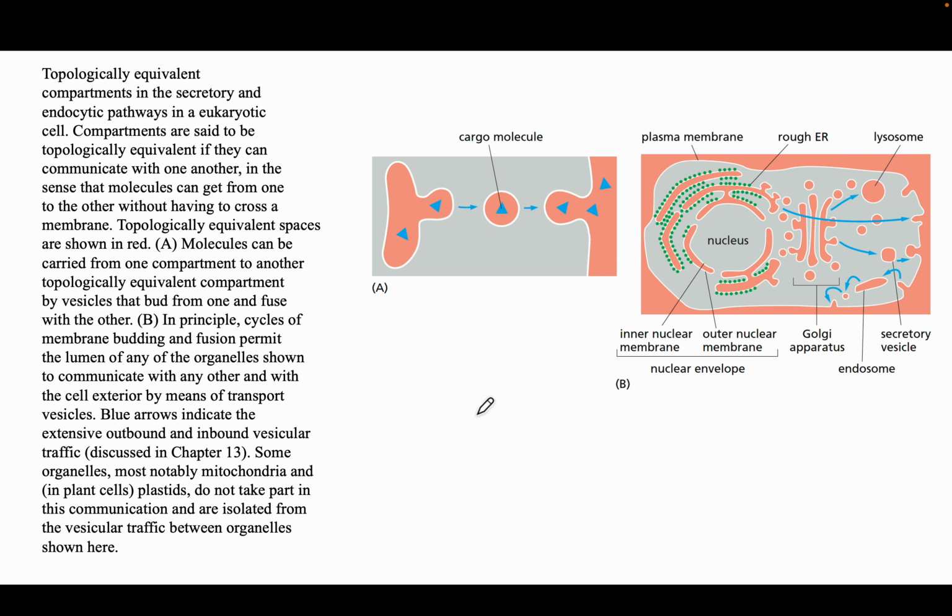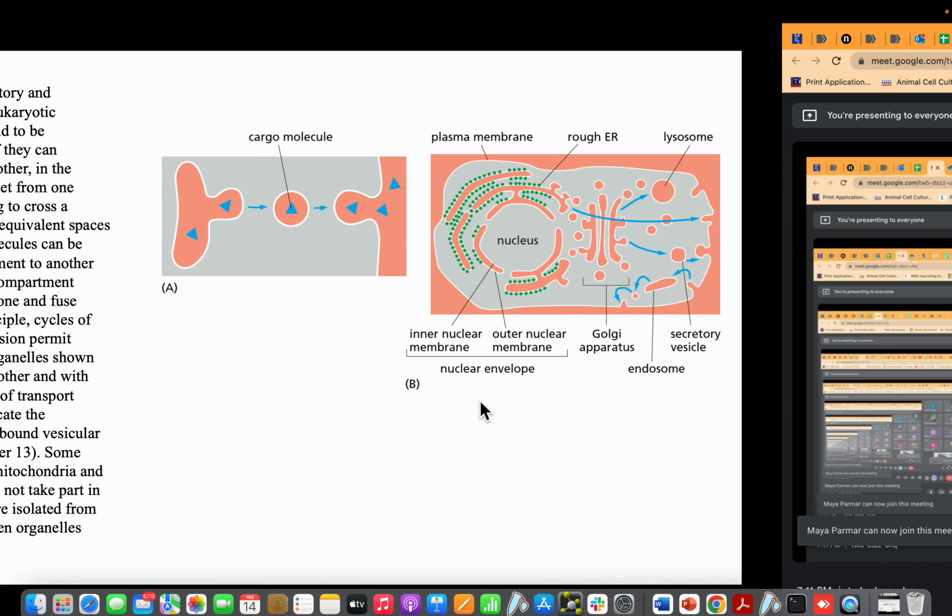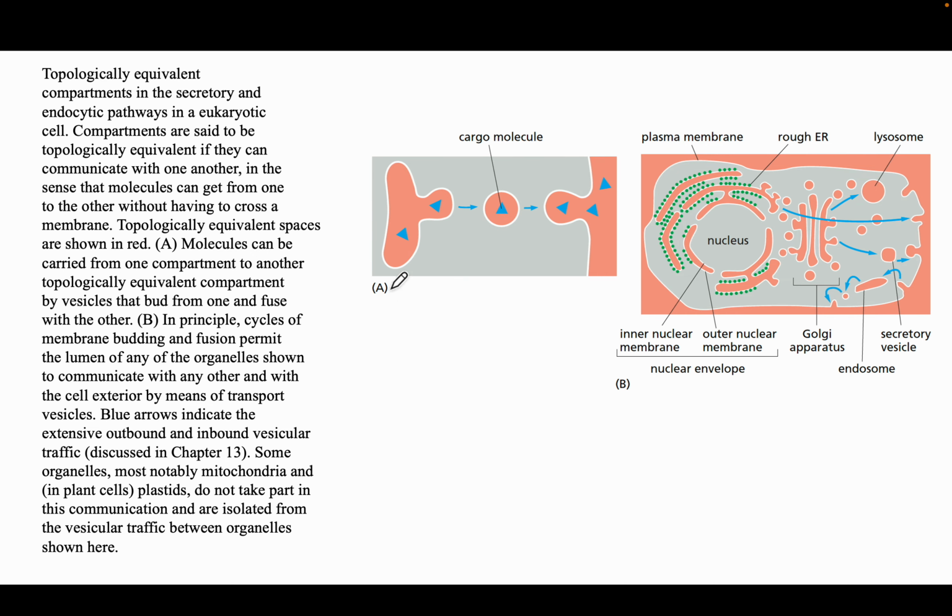Now I will briefly discuss some topics of vesicular transportation. In this diagram, you can see the endocytic pathway and secretory pathway. In our cell, different cargos get transported through the endocytic pathways. These compartments are topologically equivalent. Some topologically equivalent compartments in the secretory and endocytic pathways in eukaryotic cells are said to be topologically equivalent if they can communicate with one another, in the sense that molecules can get from one to the other without having to cross a membrane.